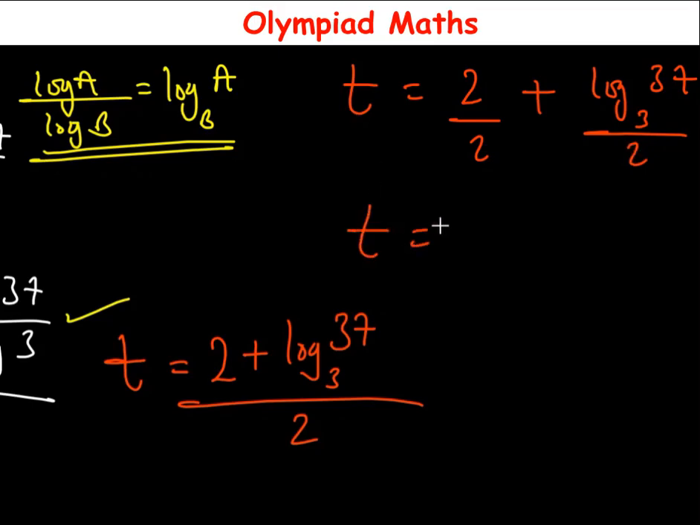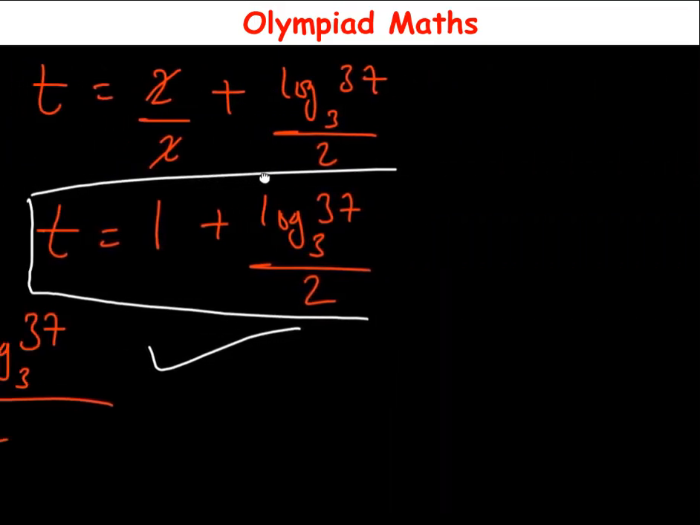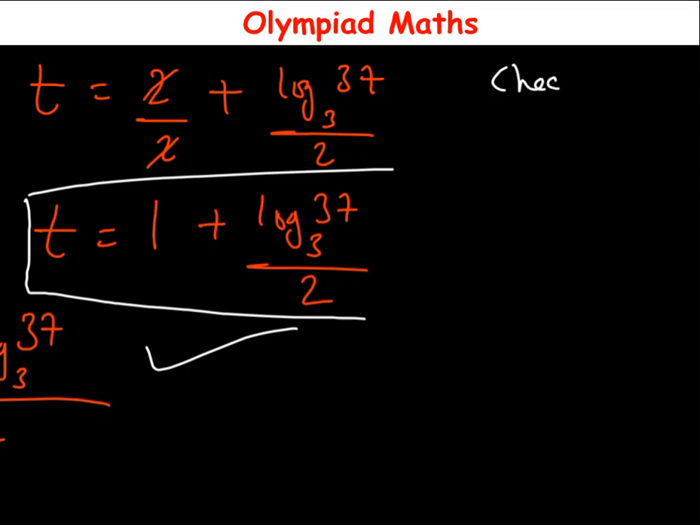From here, t is equal to 2 divided by 2, you have 1, then plus log 37 base 3, all over 2. And with this, we've gotten the value of t to be t is equal to 1 plus log 37 base 3 all over 2. But then, let's confirm that the value of t that we got is truly the correct answer. So let's confirm by working back to the equation.